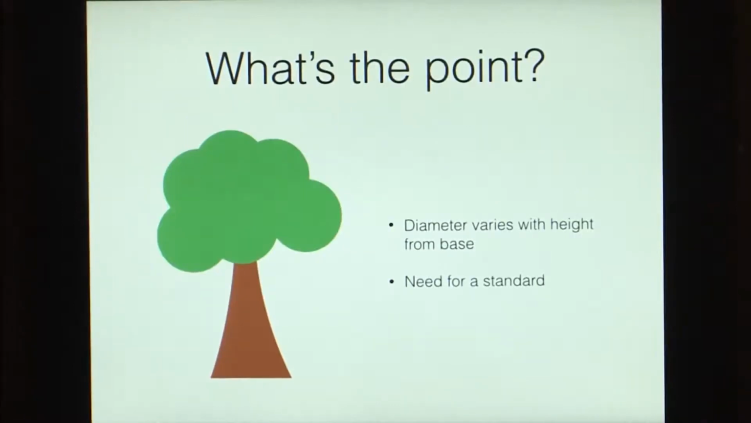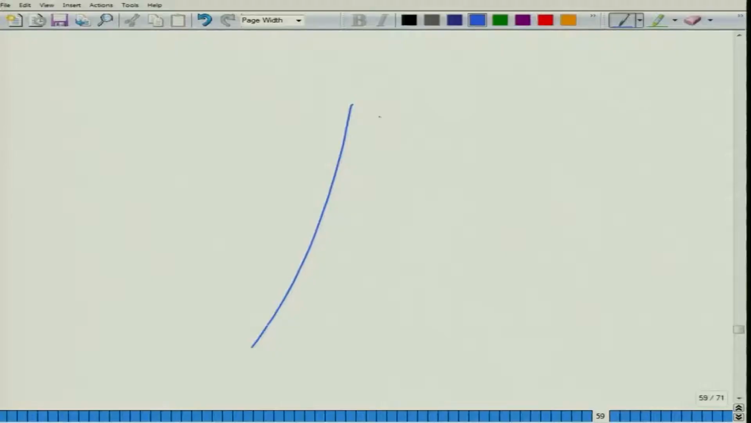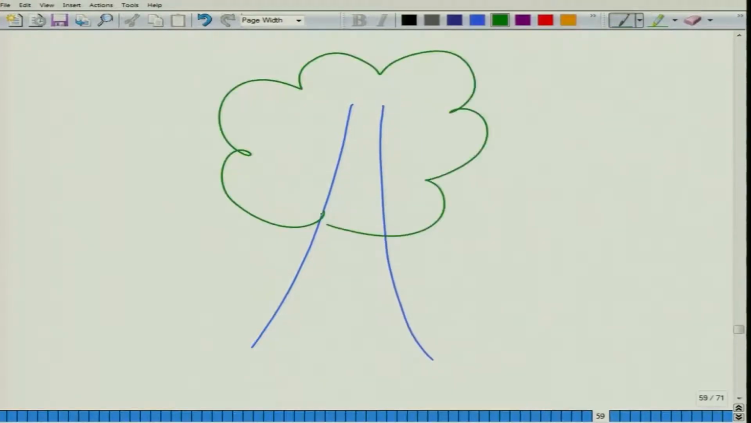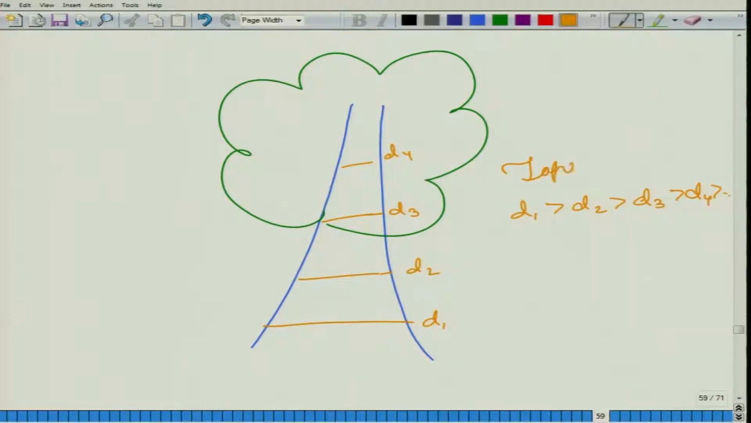So, what is the point? Well, we know that diameter varies with height from the base. So, we know that our trees have a taper. So, if we measured the diameter at this location, say D1, at this location D2, this location D3 and so on, we would have that D1 is greater than D2 is greater than D3 is greater than D4 is greater than so on, and this is because of the taper of the tree.